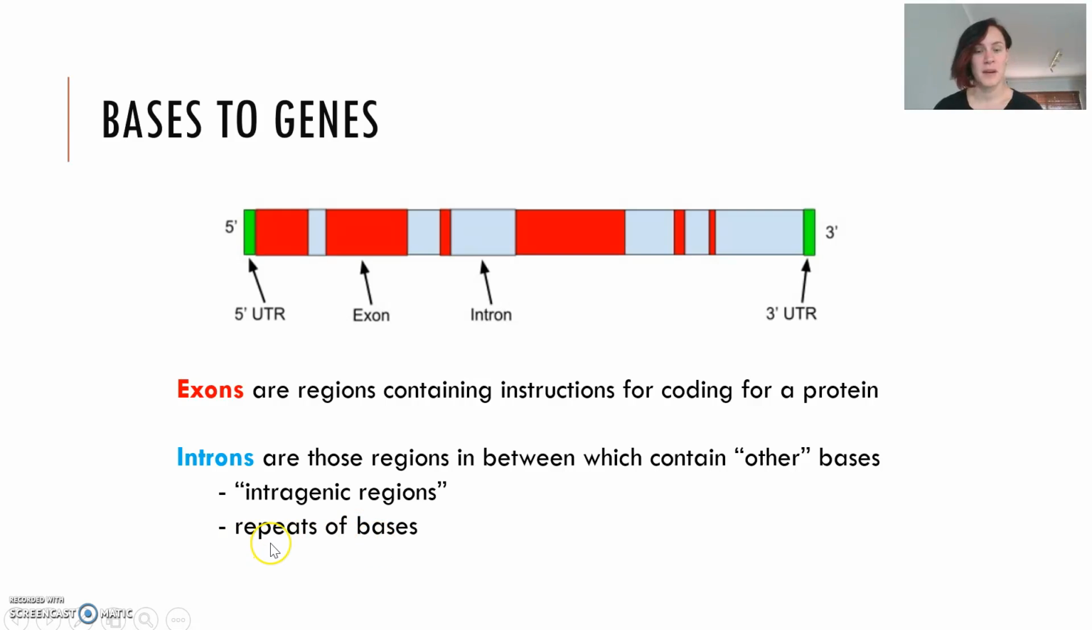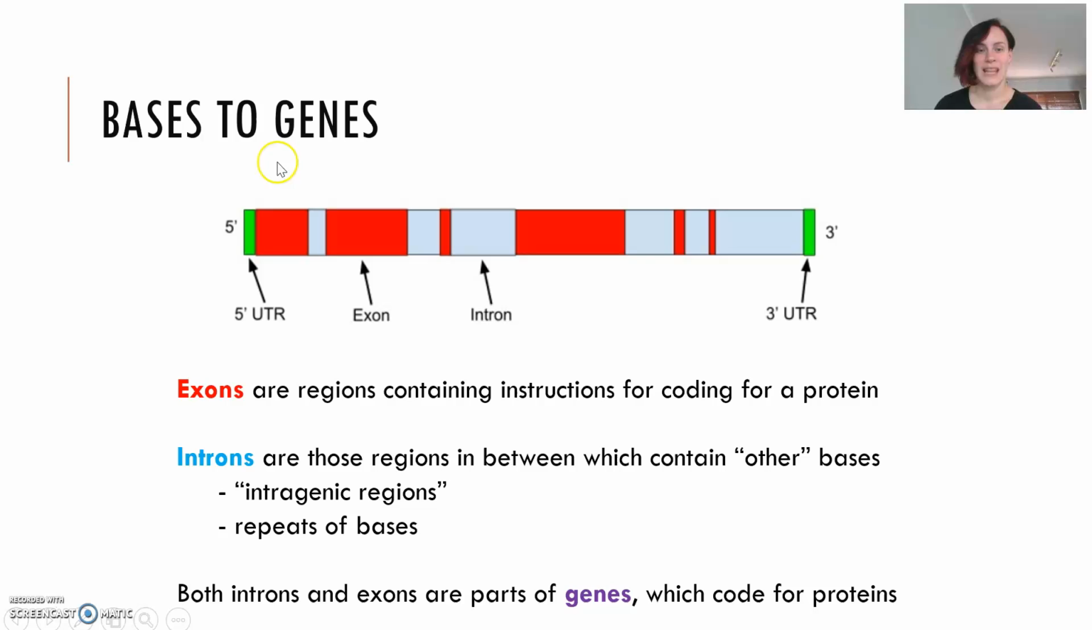Sometimes they are repeats of bases, so A for a really long time, and certain chromosomes have really long chunks of those repeated bases, but they are called introns because they are intragenic regions. They are just within the gene. A gene is then, therefore, it might be this whole thing. This whole gene might code for how long your nose is.